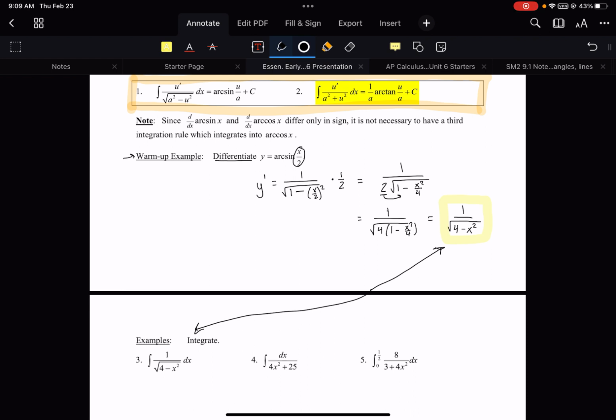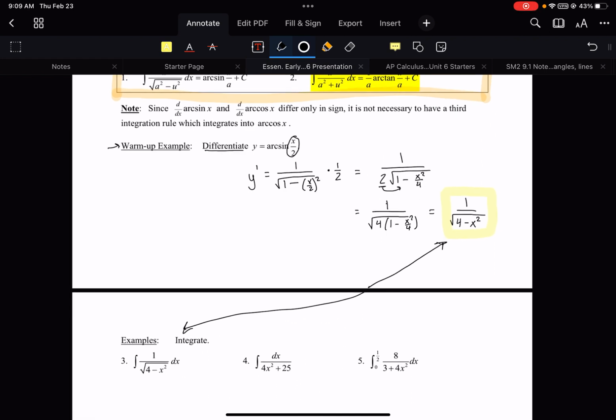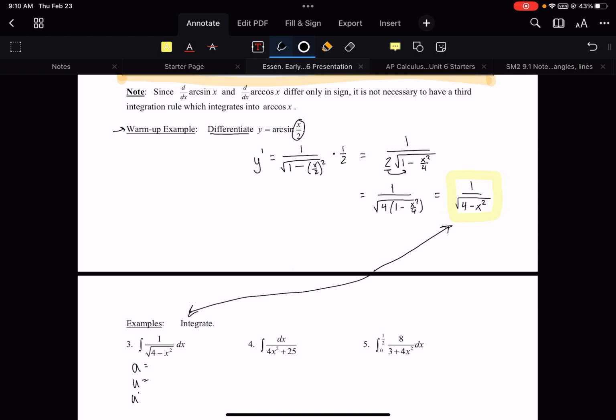So first of all, we need to recognize that we're dealing with something that's going to integrate into an arc sine because we have a constant minus an x squared. So we're dealing with an arc sine. So if we're dealing with an arc sine, what we want to do is identify what the a, the u, and the u primed are. So we have a, we have u, we have u primed.